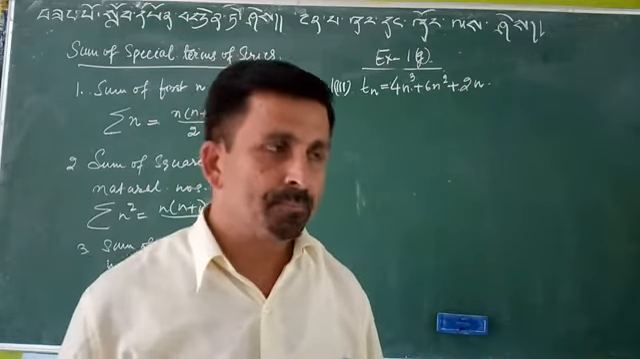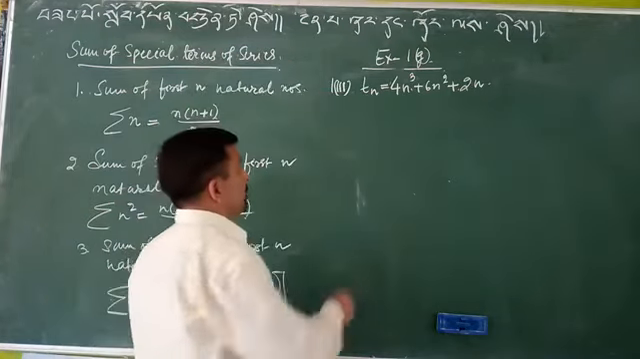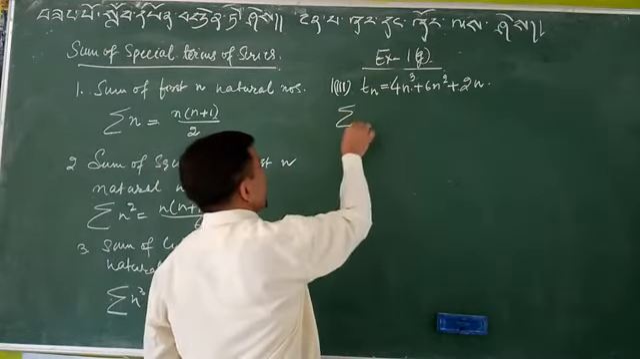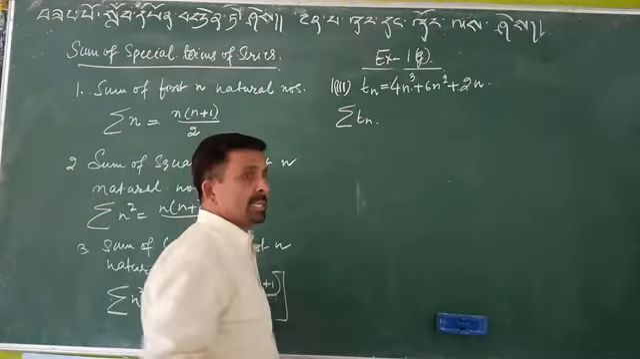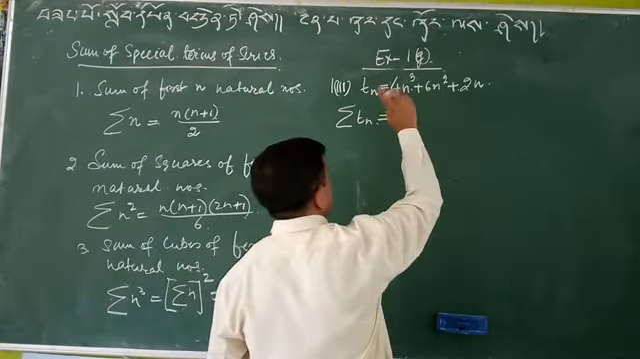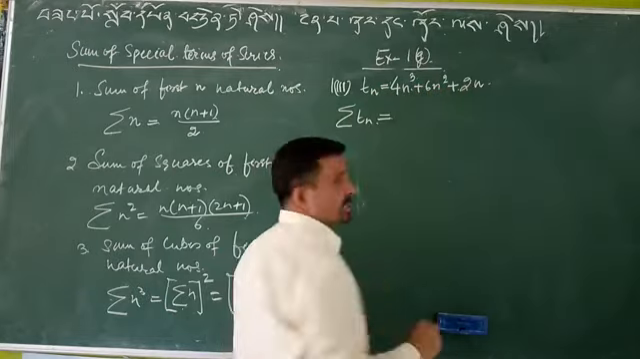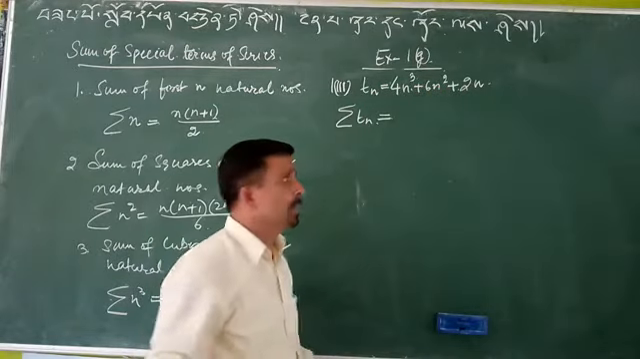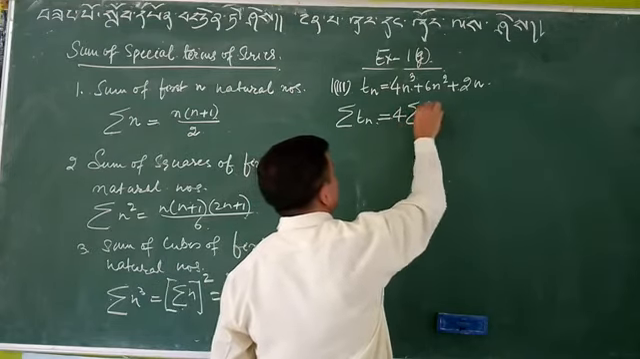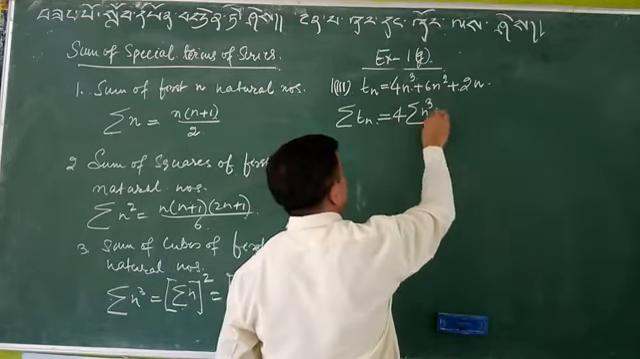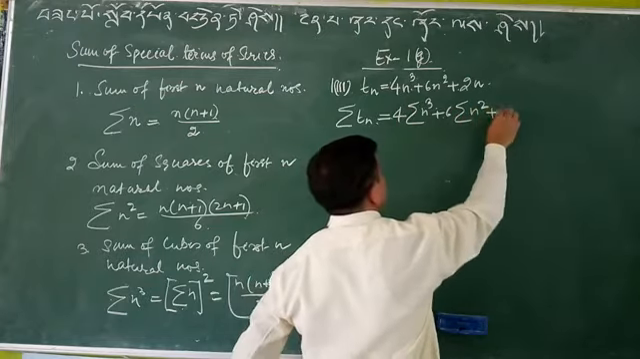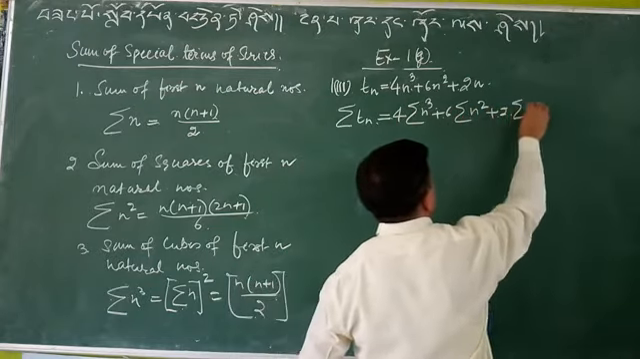Is it okay? Yes, sir. So we are going to find the sum of all the terms of that given series. We will write this as the sum of all the terms of this series, and on this side also we do the same thing. We can have the summation notation for all the three terms separately. Can I have it? Yes, sir. So I can write this 4 in the front and then the sum of n cube plus 6 summation of n square plus 2 the summation of n.